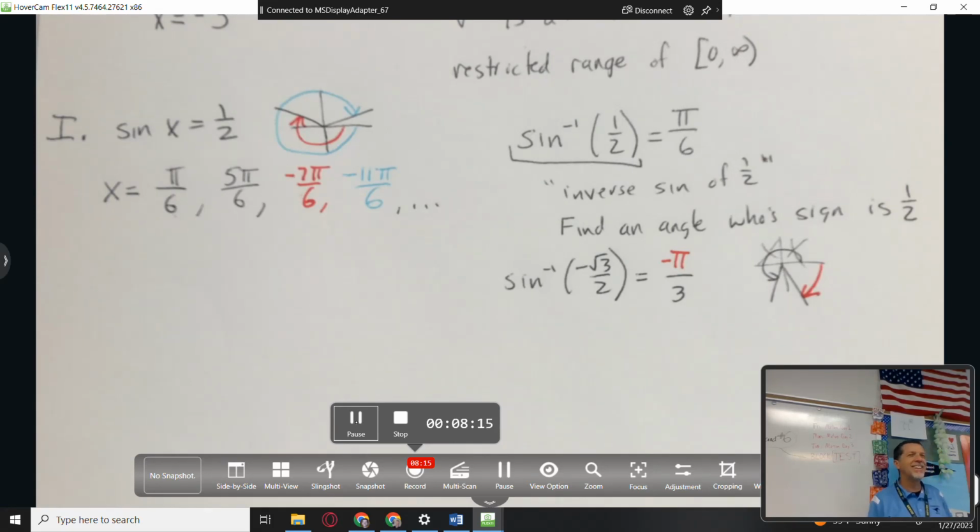Wait, so is there always going to be a pi on top, basically, negative or positive? Yes. I mean, you could still have a 2 pi on top, or 5 pi on top. We'll see that in a minute. It's a bit confusing.